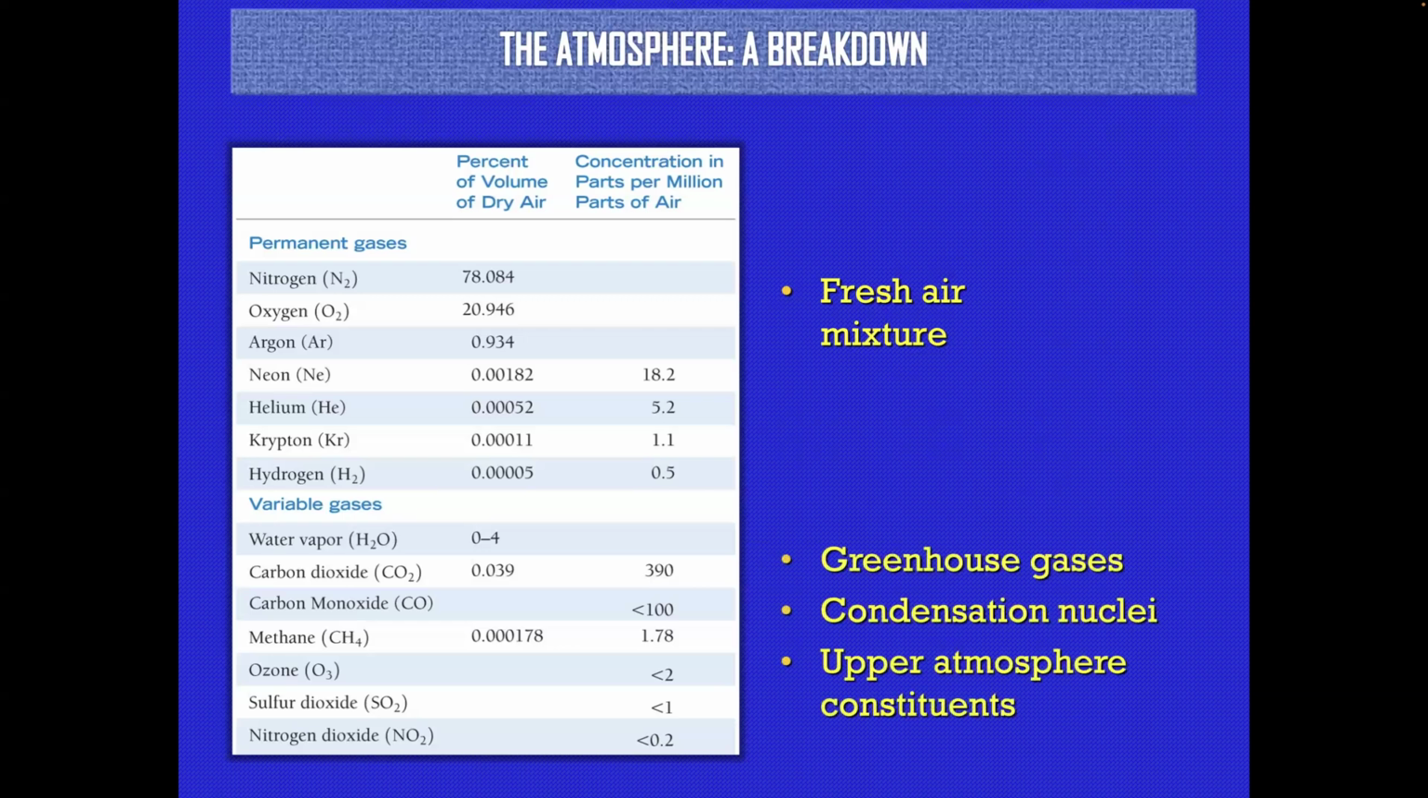Condensation nuclei, which is nothing more than a tiny bit of dust and soot and smoke that help water vapor coalesce around it to form things like water droplets. And then we'll talk about the idea of the upper atmosphere and what it contains. Mainly, in our case, ozone.